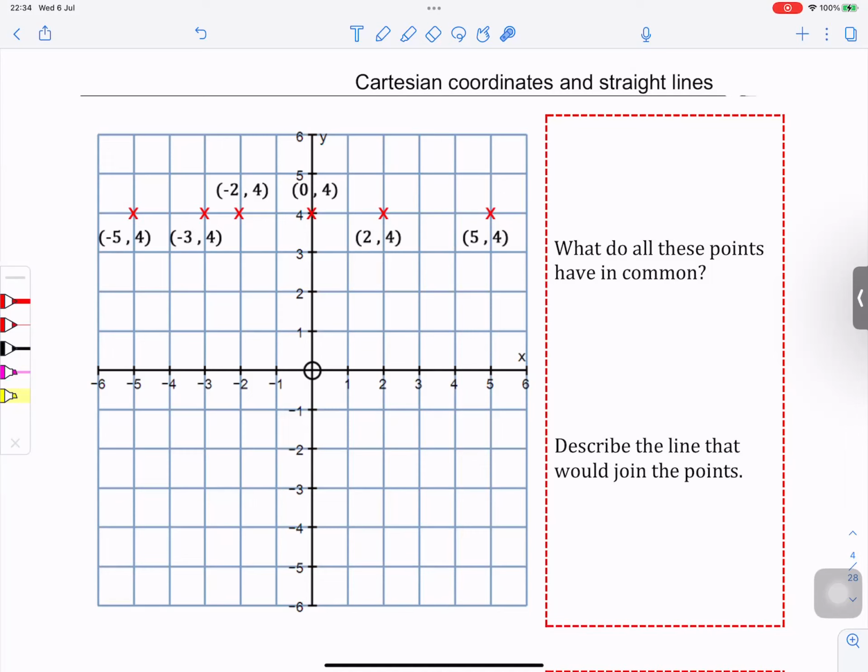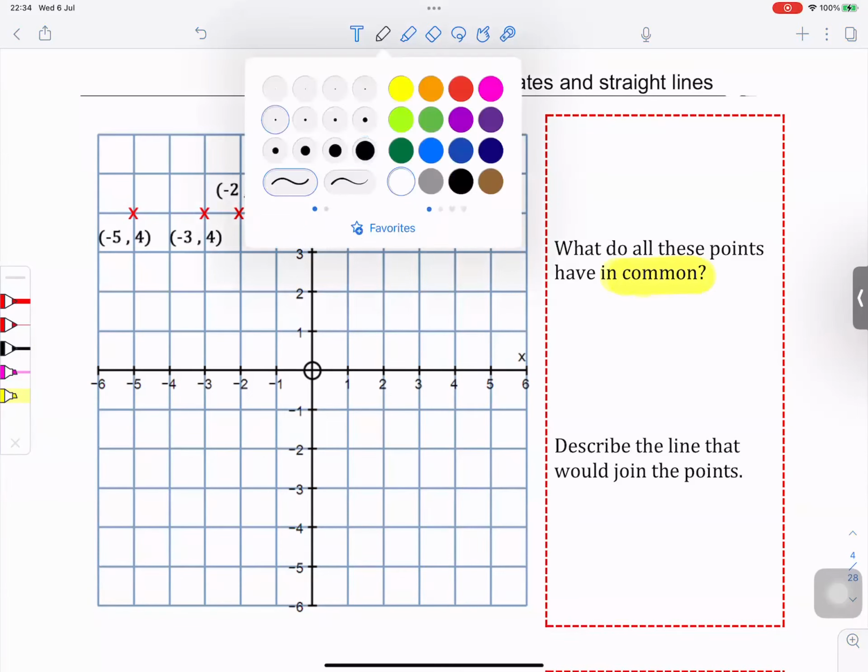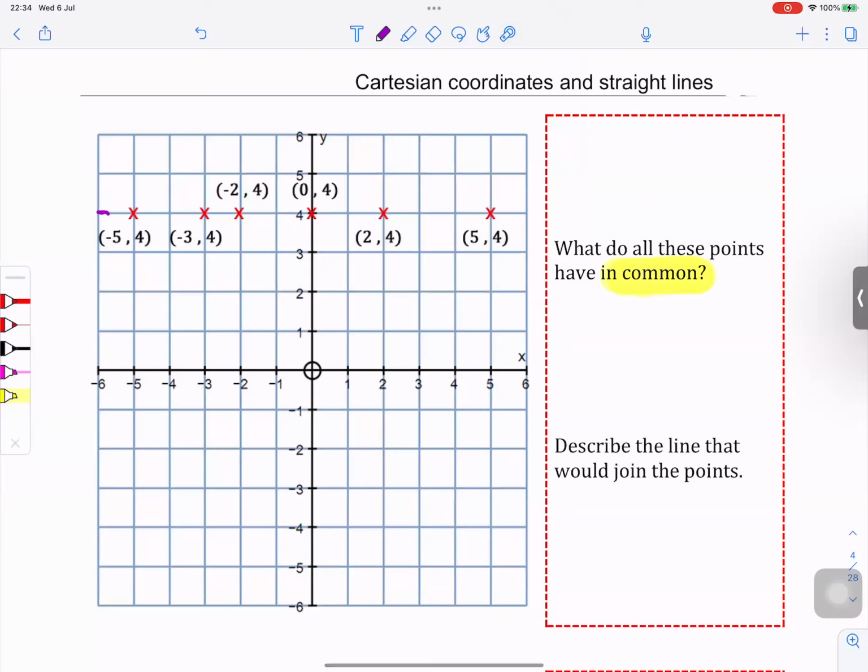What do all these points have in common? Let's see the points. 5 is the x value. -5 is the x, y is 4. -3 is the x, y is 4. -2 is the x, y is 4. 0 is the x, y is 4. And so on. What do they have in common?